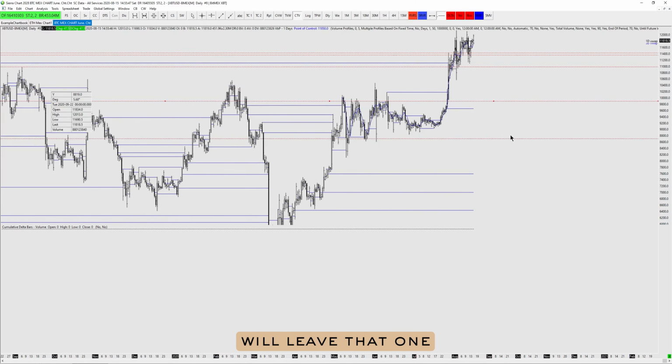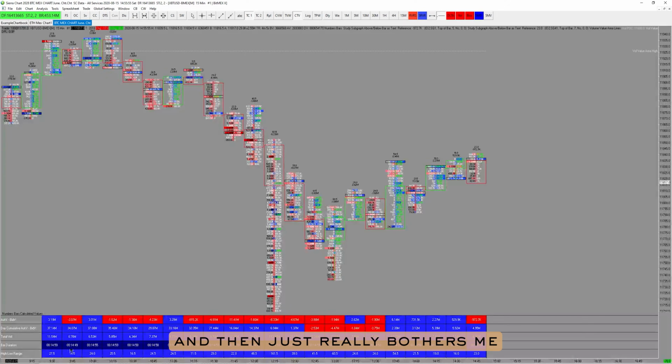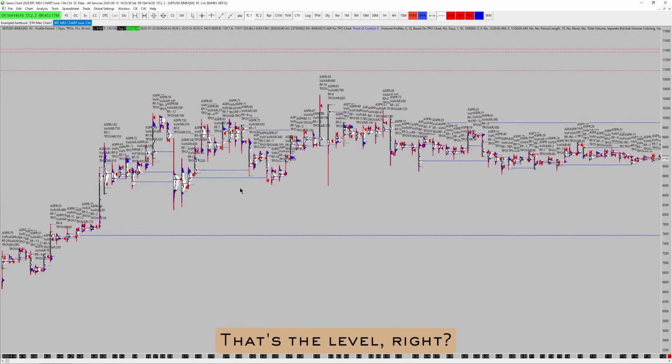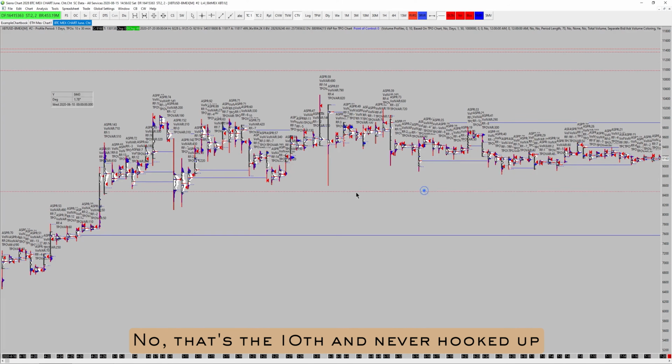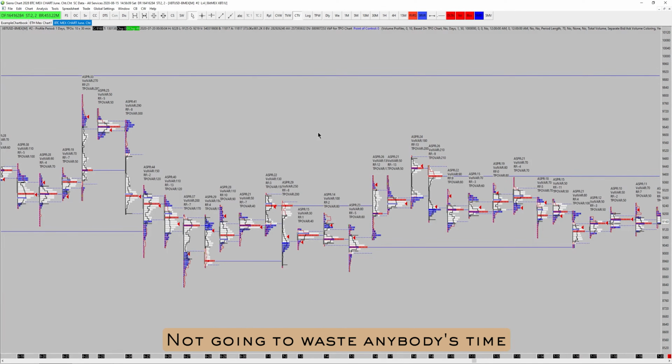We'll leave that one. Let's move away from this chart before it takes longer than expected and really bothers me. Okay, so let's zoom out. See if that's the level right there. No, that's the 10th. It never hooked up. I'm just going to manually find the close. I'm not going to waste anybody's time.